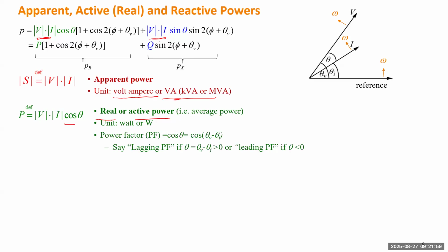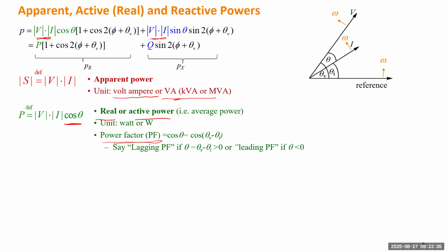Then this factor indicates the ratio of the real power to the apparent power. If theta is changing, we know with the same apparent power, the real power will change with theta as a cosine function. So we call cosine theta the power factor. The power factor will vary from 0 to 1. When theta is equal to 0, power factor is 1. When theta is non-zero, it will be less than 1.